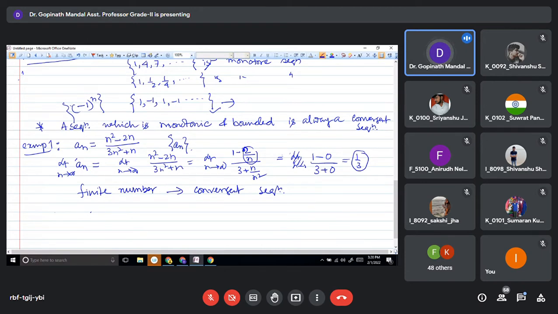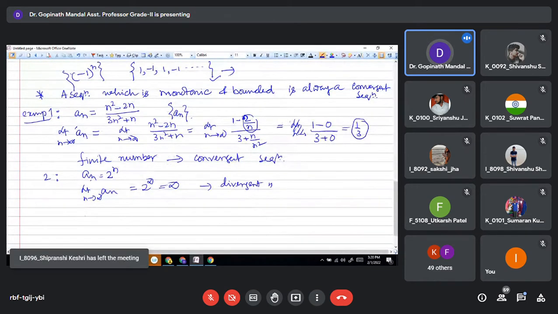Now the second one, example 2, an equals 2^n. The limit as n tends to infinity of an will be what? 2 to the power infinity, that's infinity. This means this is a divergent sequence.